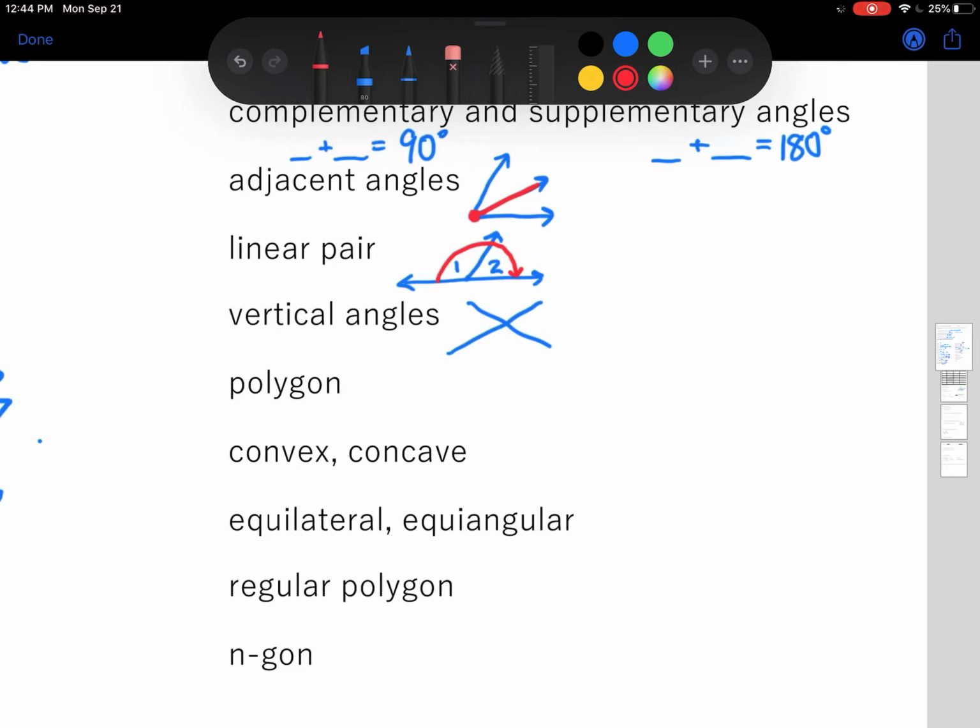Vertical angles, across from each other on an X. Turns out that those angles are always congruent, vertical angles.